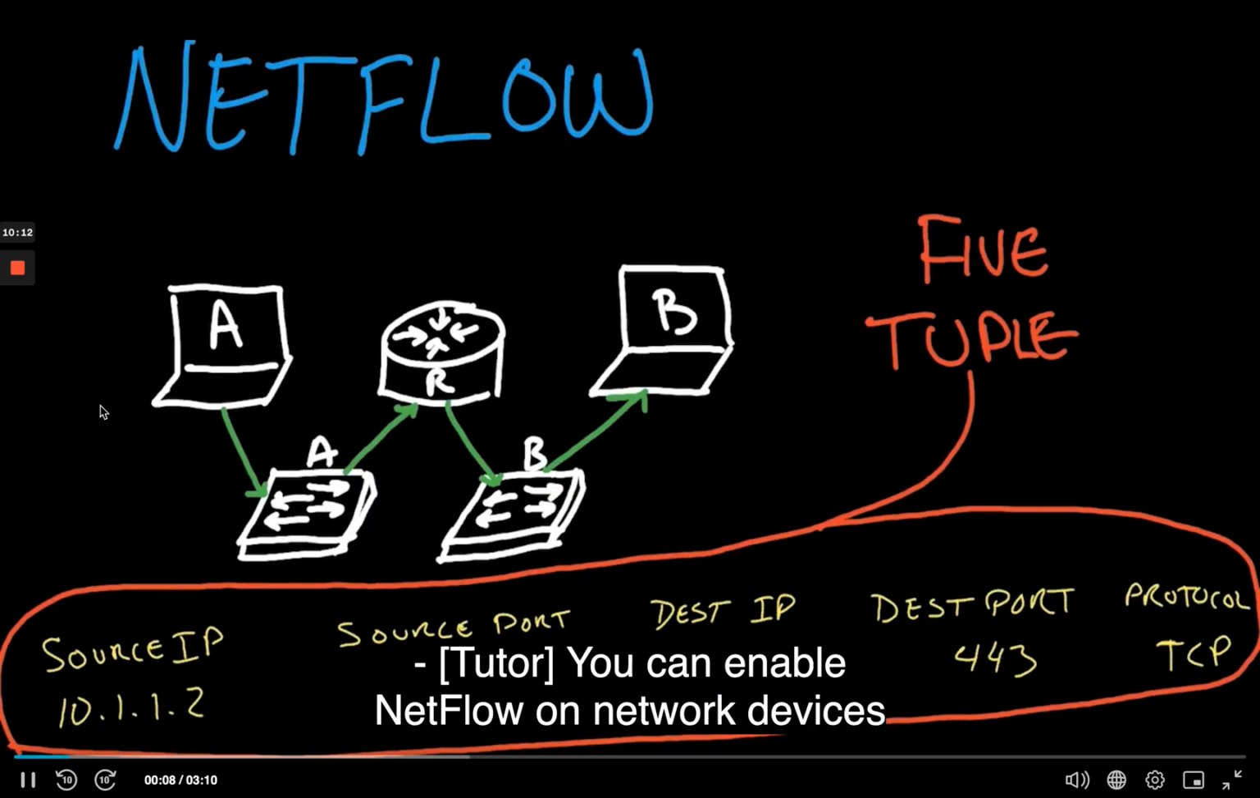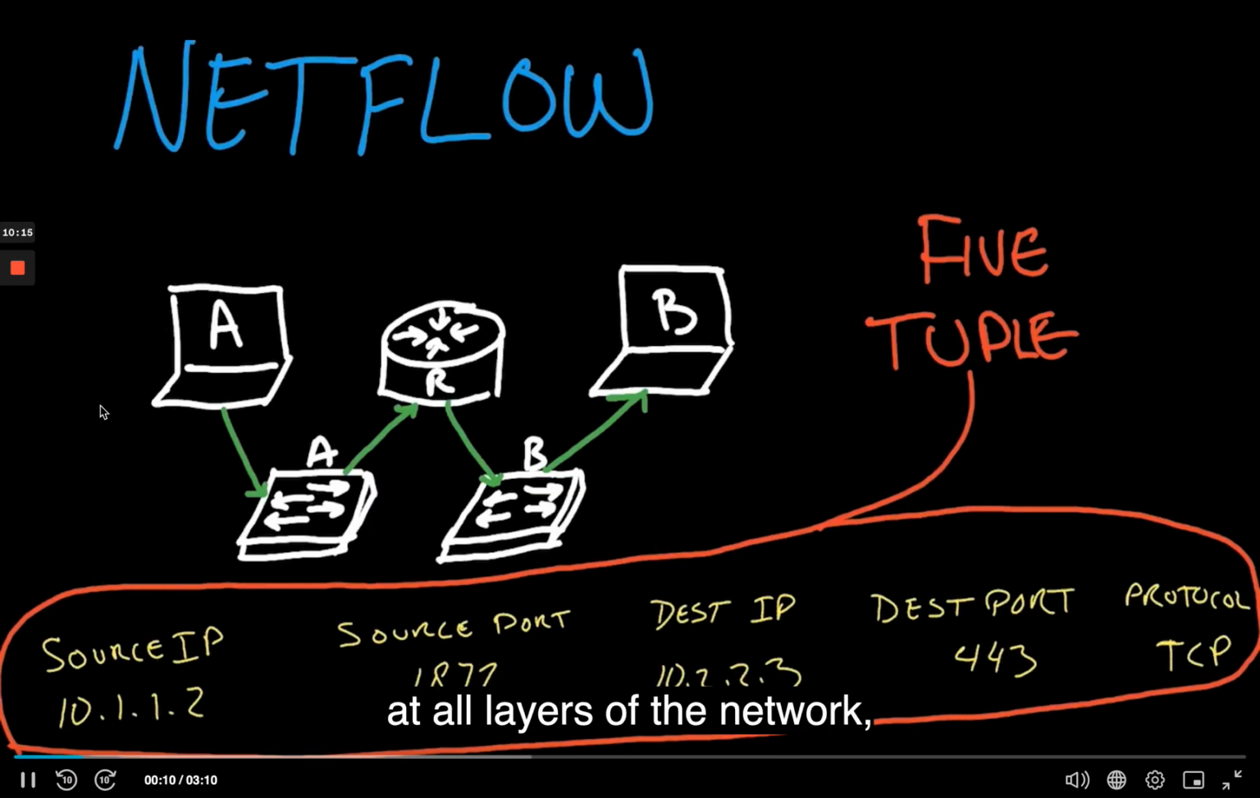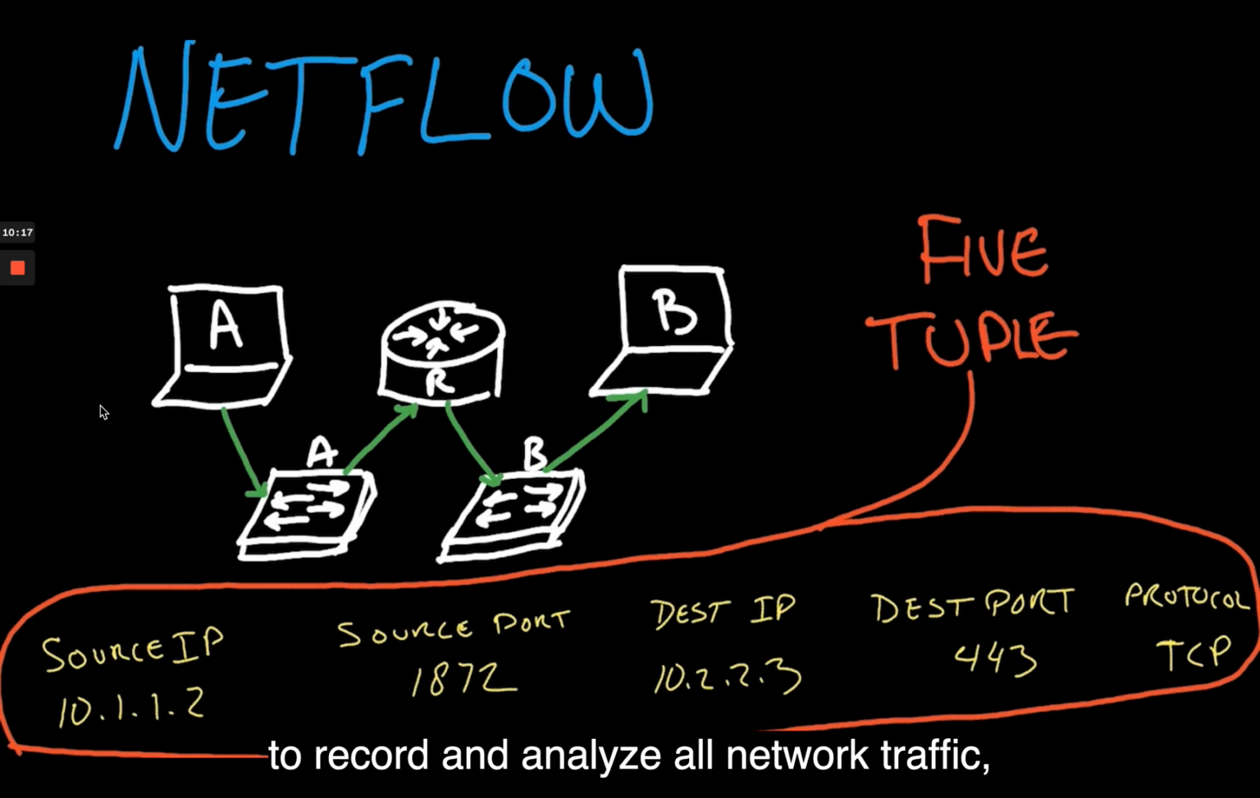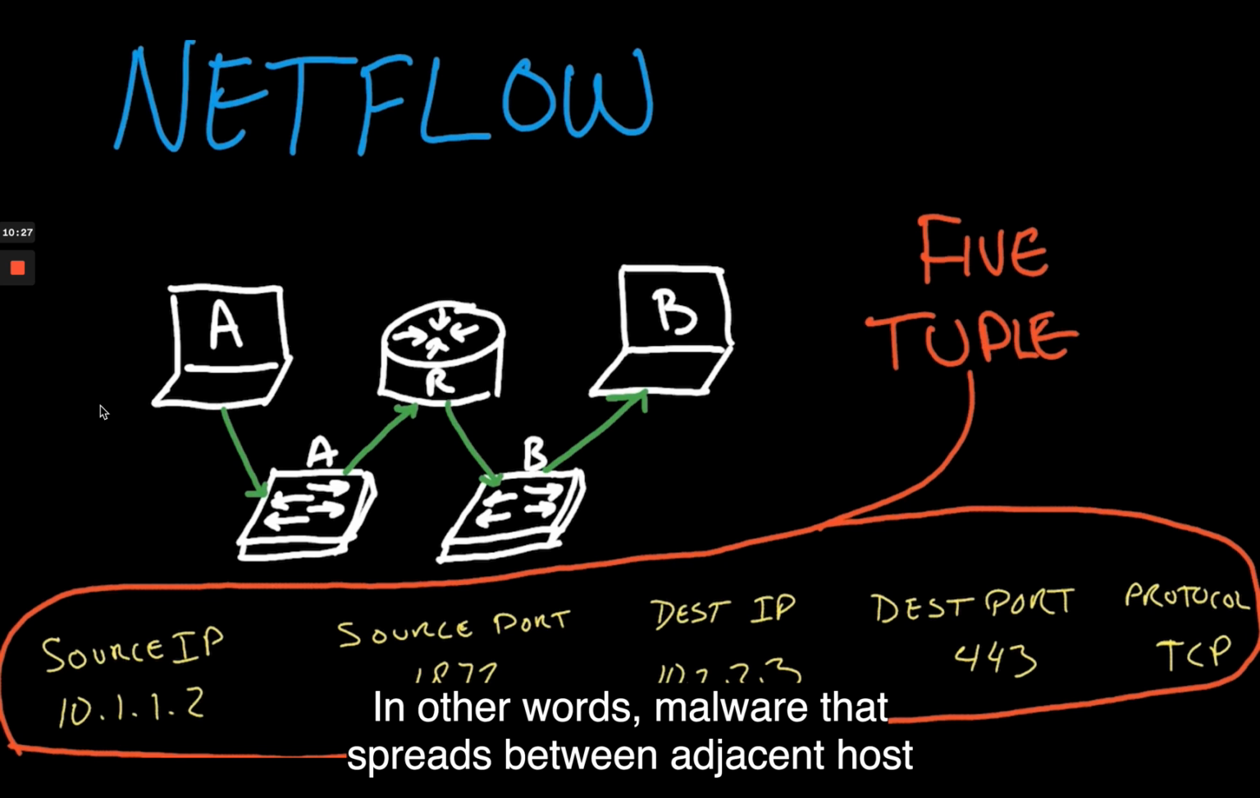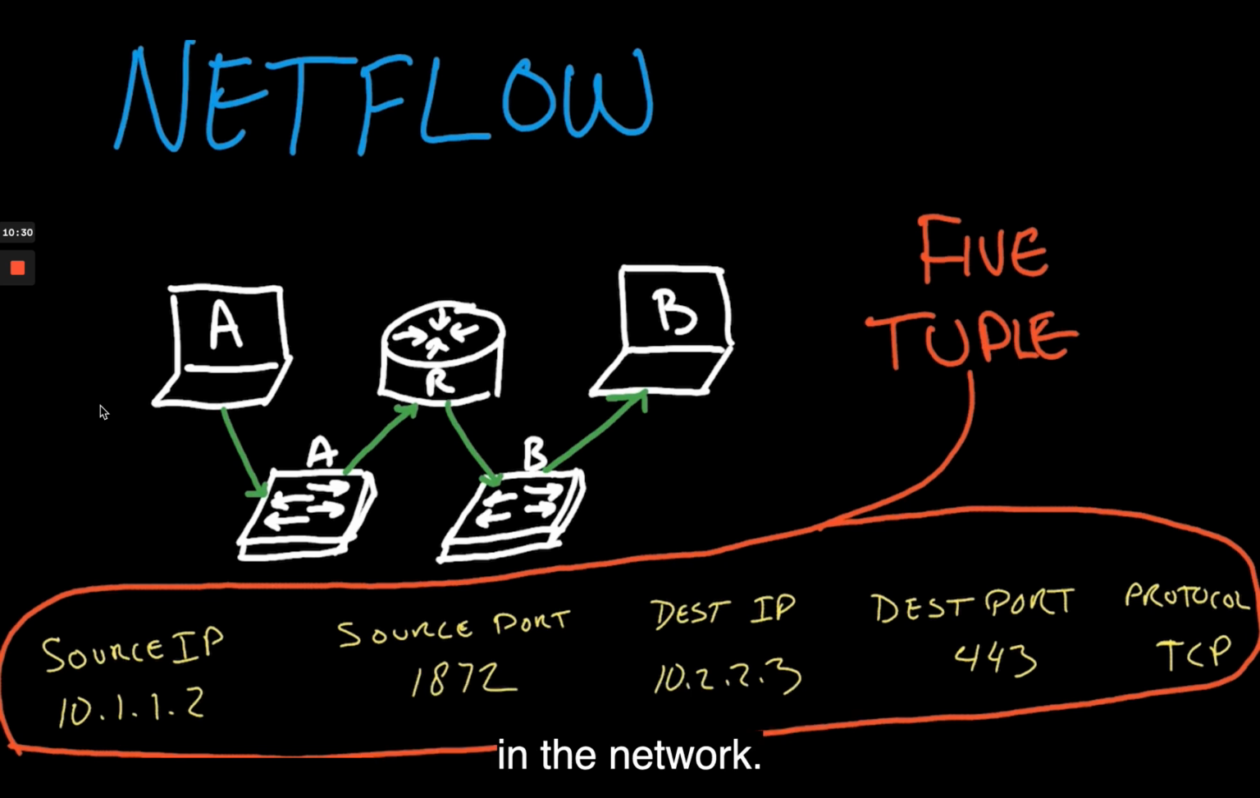You can enable NetFlow on network devices at all layers of the network to record and analyze all network traffic and identify threats such as malware that could be spreading laterally through the internal network. In other words, malware that spreads between adjacent hosts in the network.